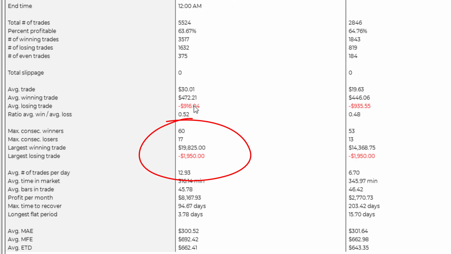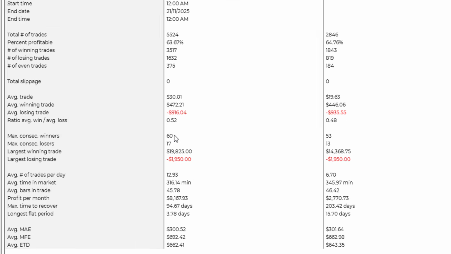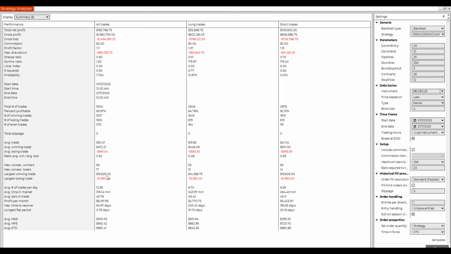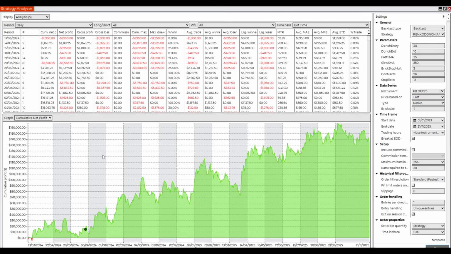Downsides, maximum minus 1950, 13 trades a day. So it's quite an aggressive one, even with that block size. So overall though, not too bad in terms of results. It's a positive curve, but very bumpy indeed. So, if you're trading this one, watch out, be careful, and I think some optimization needed.